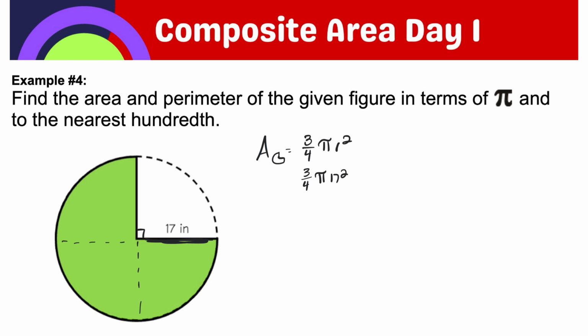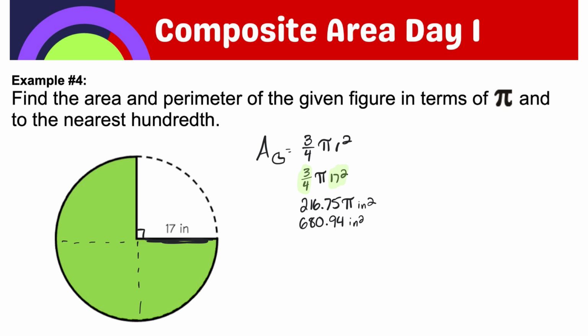So to find it in terms of pi, I'm going to type 3/4 of 17 squared into my calculator first. So we end up getting 216.75 pi. It also says to the nearest hundredth, so I'm also going to multiply that by pi, which is going to give us 680.94. And that's going to be inches squared on both of those.